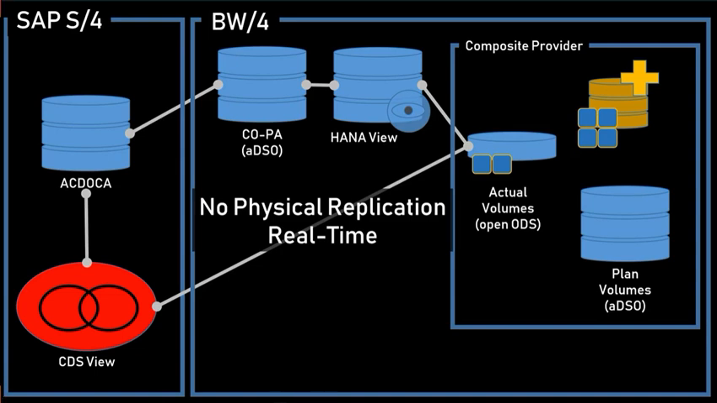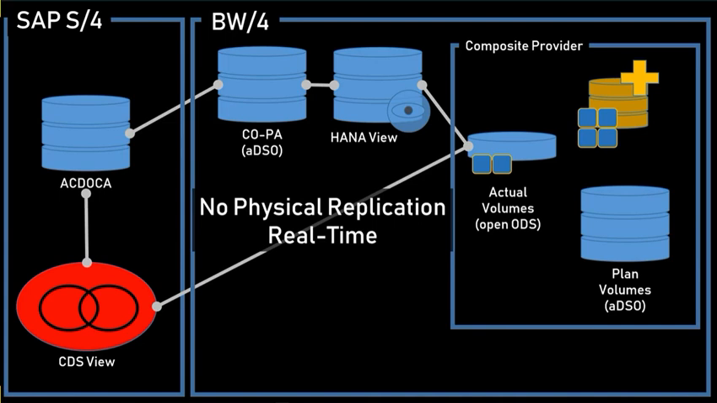If the customer is on S4, for example, we can create an ABAP CDS view and expose it to our application through HANA SDA. In this case, we don't need to extract data at all, and we have access to the latest actuals. Secondly, as alluded to in the first point, we can have access to real-time data. For example, COPA volumes and table ACDOCA can be directly accessed and used in our planning applications.